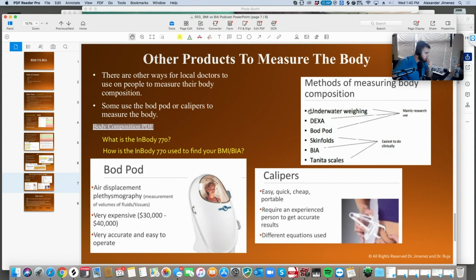The DEXA test, you may have heard it because it's used as the clinical standard to look at bone density, specifically on the hip side and the lumbar spine. We use that to determine things such as osteoporosis, osteopenia. We get a variable number, and based on that number, we can calculate the changes in bone density.